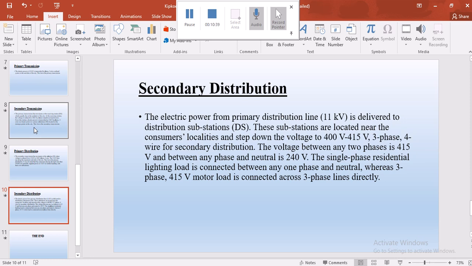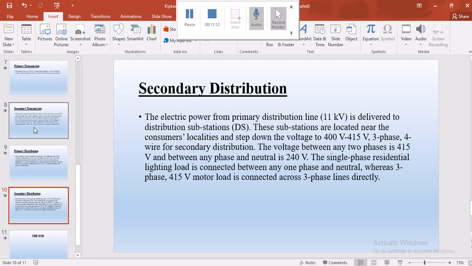These transformers, we normally find them along the road. These transformers will step down 11 kilovolts to maybe 415 volts or 240 volts. This 415 volts and 240 volts is the power that is supplied to the consumers. We have different consumers who use different loads. We have those who use the single phase loads, and we have those who use the 3-phase loads.